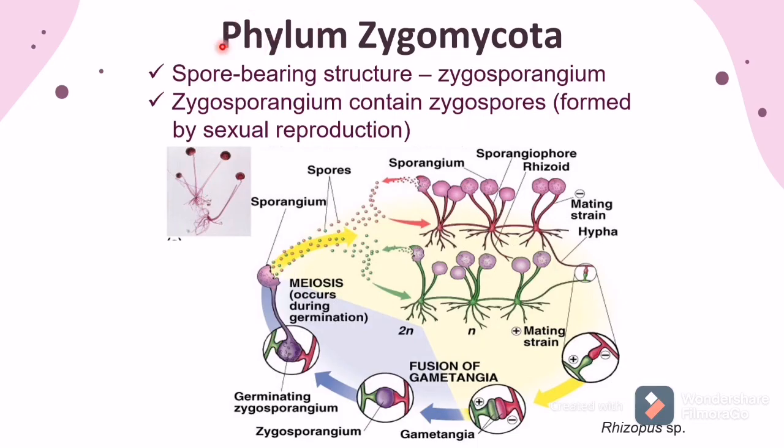Next, we need to know about phylum Zygomycota. Spore-bearing structure: zygosporangium. Zygosporangium contains zygospores formed by sexual reproduction, and this is one of the examples, Rhizopus species.